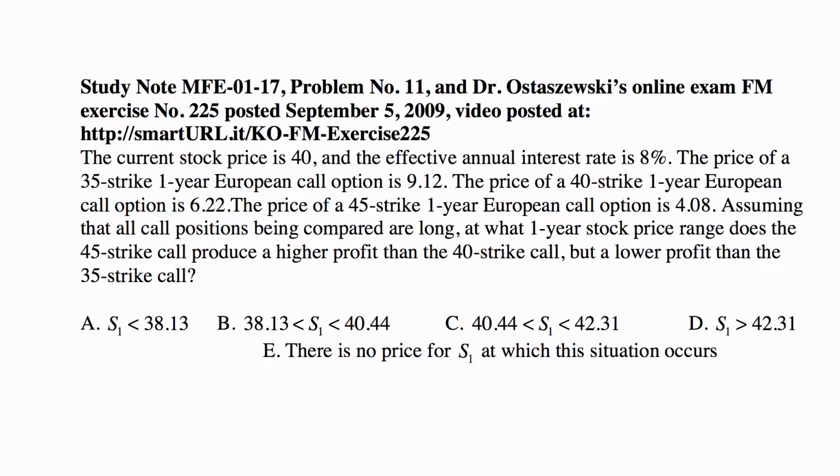Here's the problem. The current stock price is 40 and the effective annual interest rate is 8%. The price of a 35-strike 1-year European call option is 9.12. The price of a 40-strike 1-year European call option is 6.22. The price of a 45-strike 1-year European call option is 4.08. Assuming that all call positions being compared are long, at what 1-year stock price range does the 45-strike call produce a higher profit than the 40-strike call, but a lower profit than the 35-strike call?